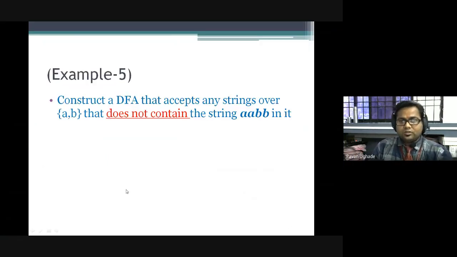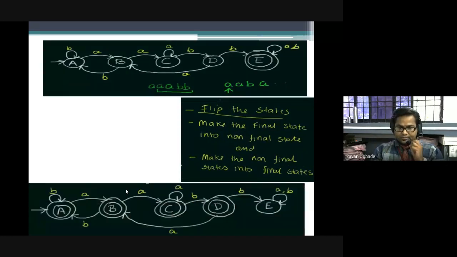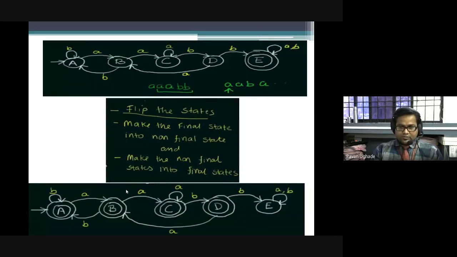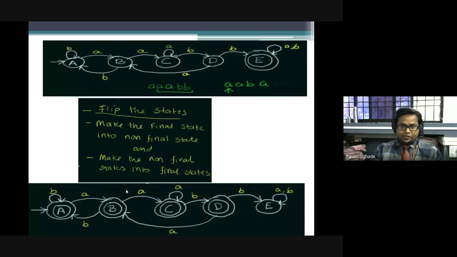Okay, so this was example 5 which we have discussed, about "does not contain", which is nothing but the complement of an automata we have discussed in the previous classes. Where I've said make the final state into a non-final state and make the non-final state into a final state. That was an example of converting or complementing an automata.